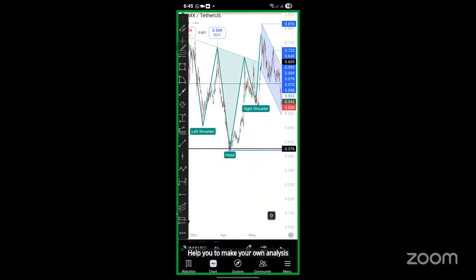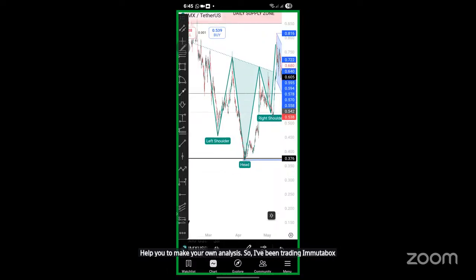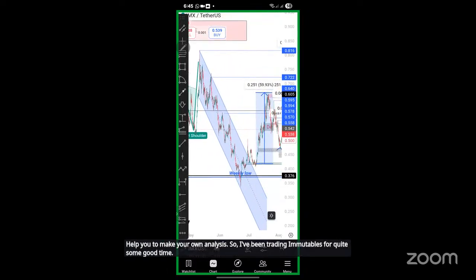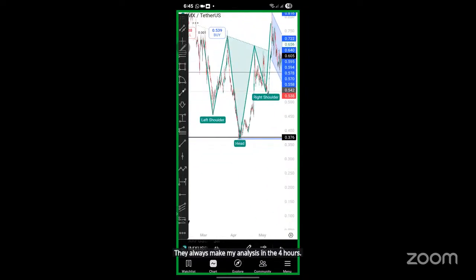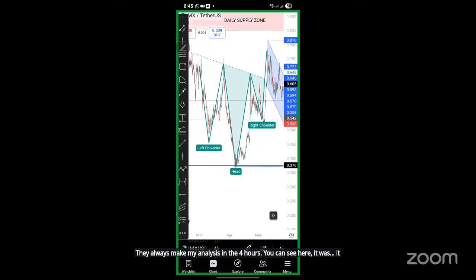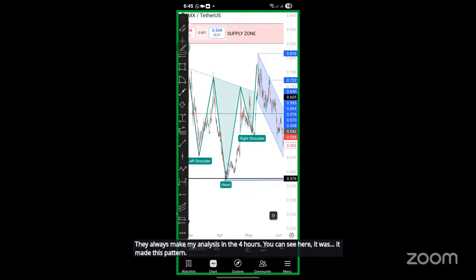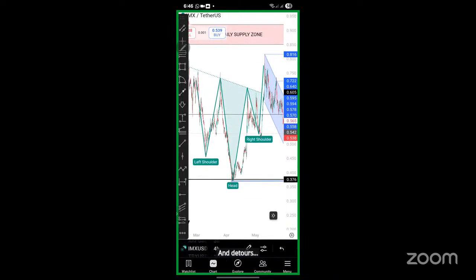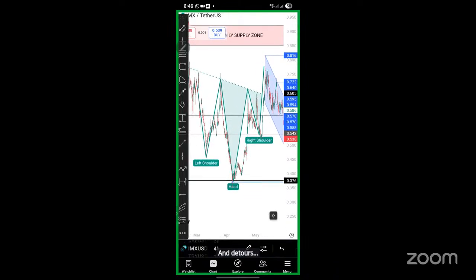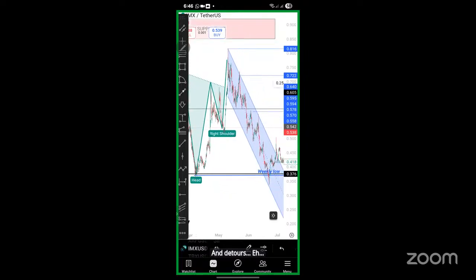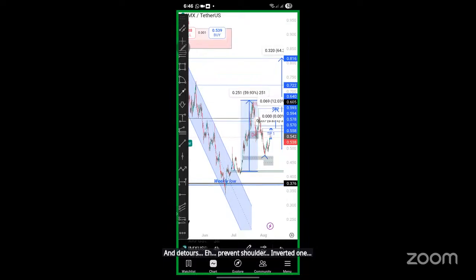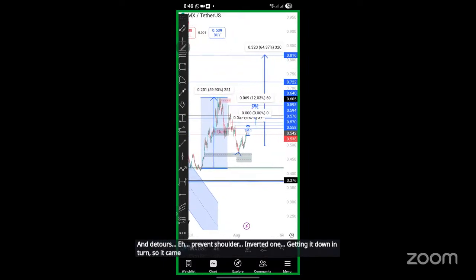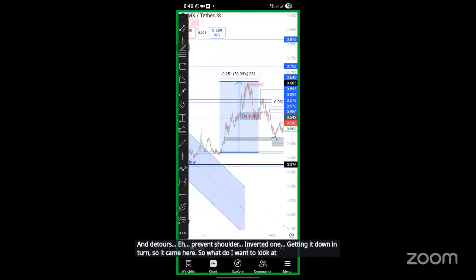So I've been trading Immutable for quite some time. I always make my analysis in the 4 hours. You can see here it made this pattern, an inverted head and shoulders, indicating a downward trend. So it came here. So what do I want to look at today?